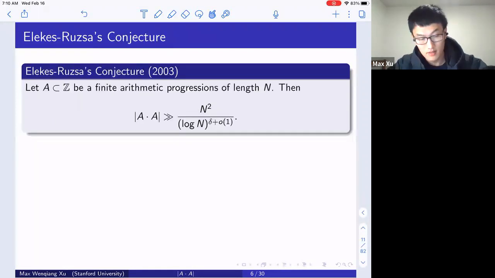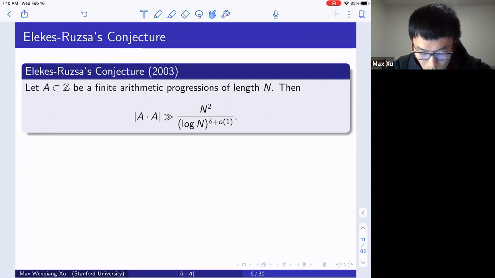Then Elekes and Ruzsa, in the paper called Few Sums, Many Products, mentioned one problem: if we now consider the parallel question, not for the first n integers but for any arbitrary arithmetic progression of length n, then what can you say about the size of the product set? And they conjectured that this shouldn't be much smaller than the quantity in the multiplication table.